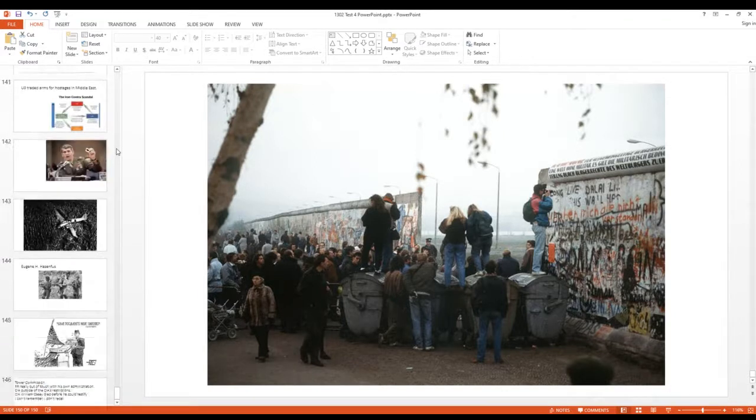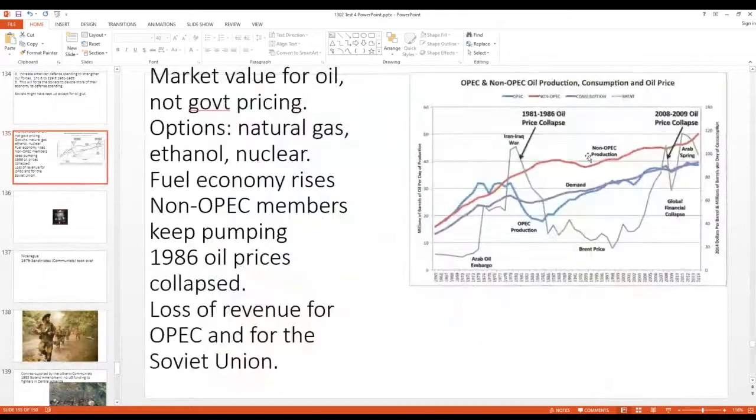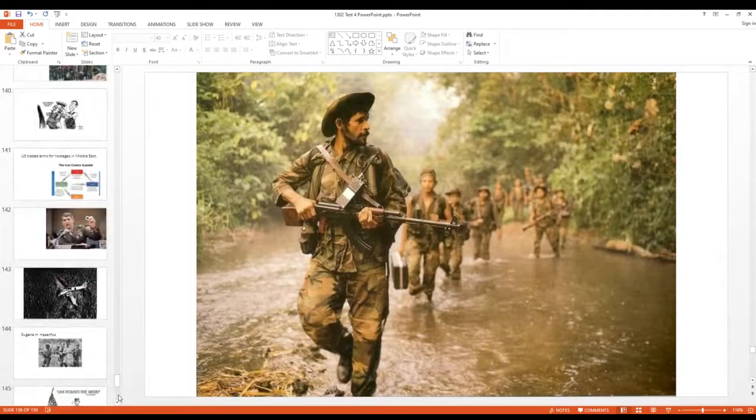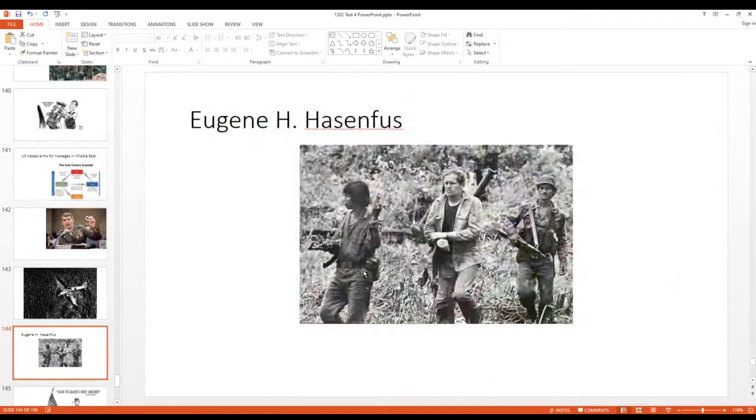But again, a lot of that collapse of the Soviet Union, again, that thing with oil, the Soviets were badly damaged by the oil collapse. As for our friends, the Sandinistas, they were eventually voted out of office in the late 1980s. And then I think their leader, this guy named Daniel Ortega, has been in and out of political office in Nicaragua since then. Eugene Hasenfuss, still alive.